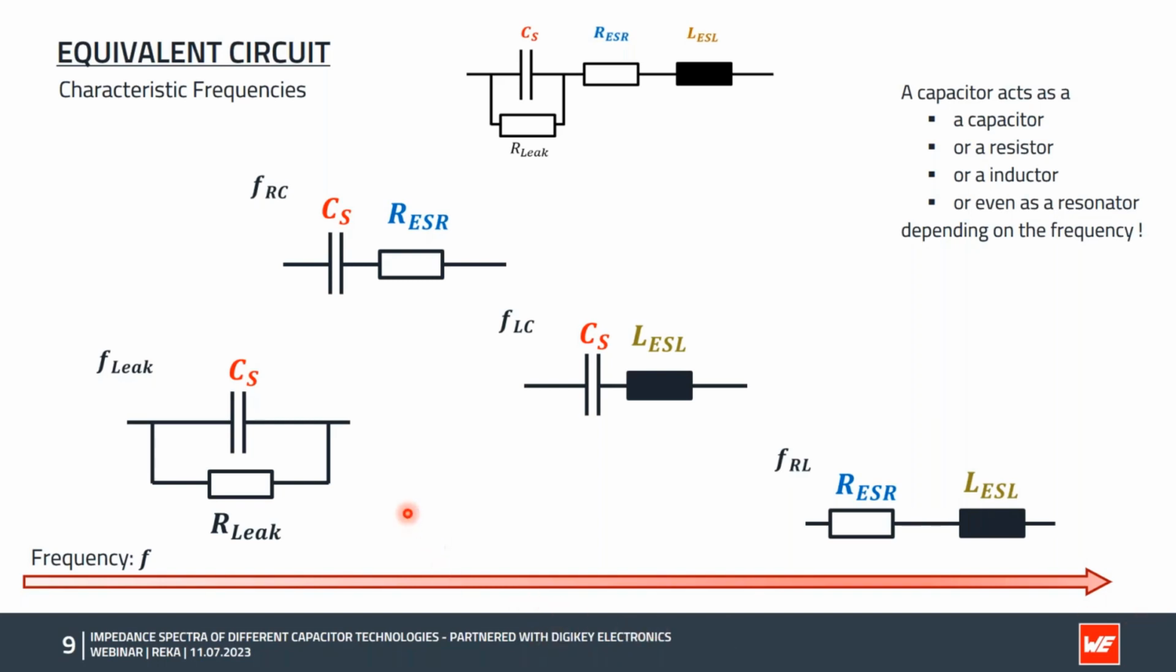For instance, at low frequency, the pure capacitance couples with a leakage resistance, forming the characteristic frequency of the CR leak unit, denoted F leak. In the mid and high frequency range, the capacitance may couple either with the ESR or with the parasitic inductance, forming the FRC or FLC frequency. Also at high frequencies, the ESR can couple with a parasitic inductance, and that usually happens at the frequency I denote as FRL.